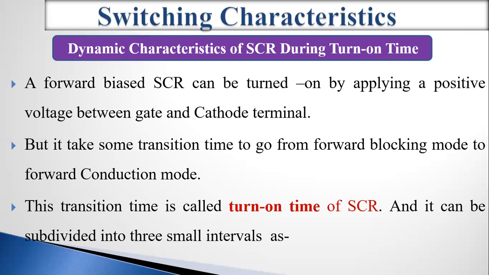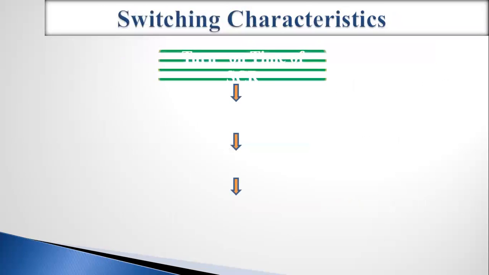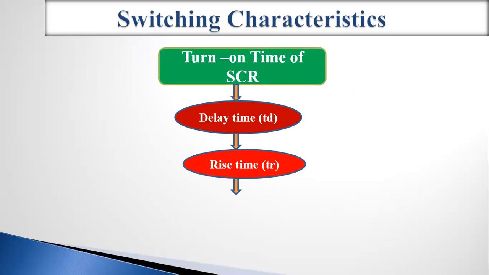As you have observed in the VI characteristic of the SCR, the SCR takes some transient time to go from forward blocking mode to forward conduction mode. This transition time is called the turn on time of the SCR, or turn on time of the thyristor. It can be subdivided into three small intervals. These are the three intervals of the turn on time of the SCR, that is, the time the SCR takes to go from forward blocking mode to forward conduction mode, or from off state to on state.